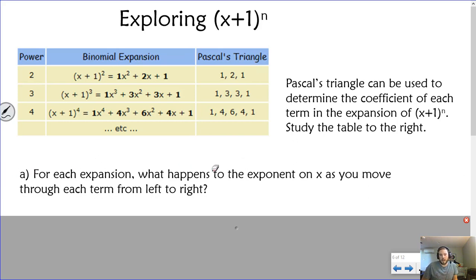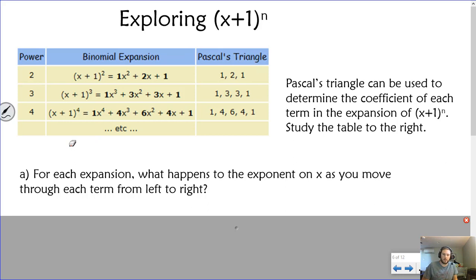For each expansion, what happens to the exponent on x as you move through each term from left to right? If I take a look at the first one here, first it's an x squared, then it's an x to the 1, then there's no more x's. Then if I look at to the power 3, it's x to the 3, x to the 2, x to the 1, no more x's. If I look to the power 4, x to the 4, x to the 3, 2, 1.